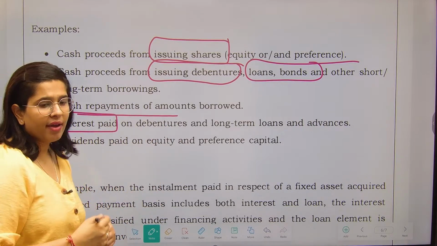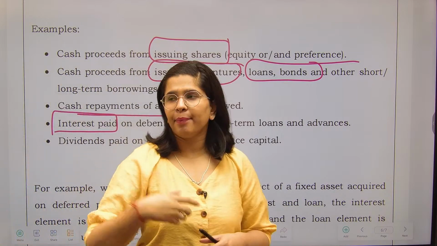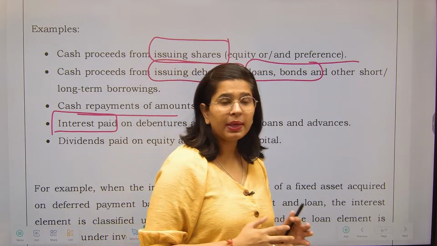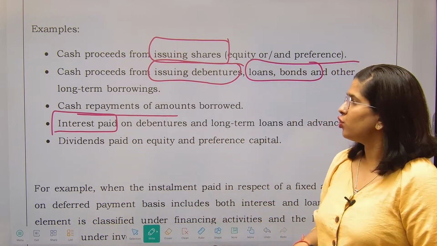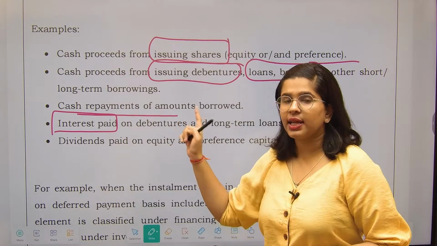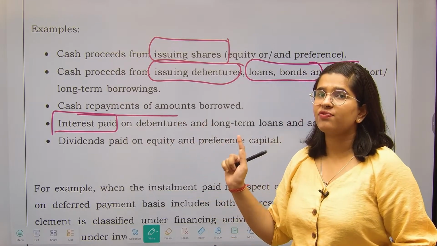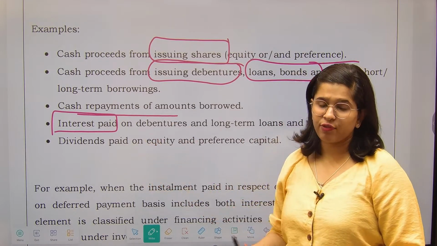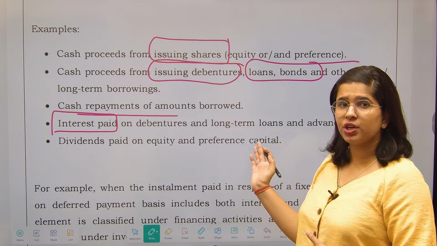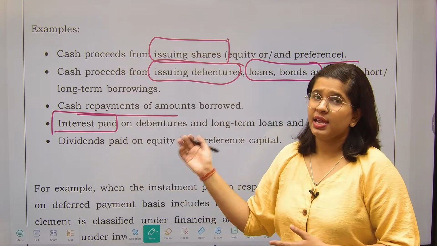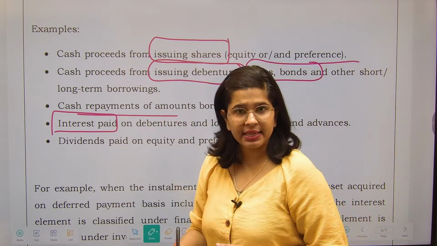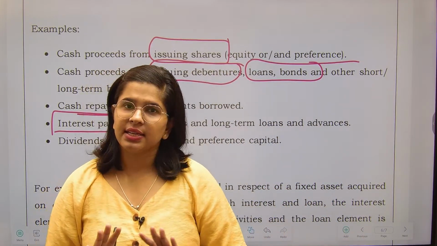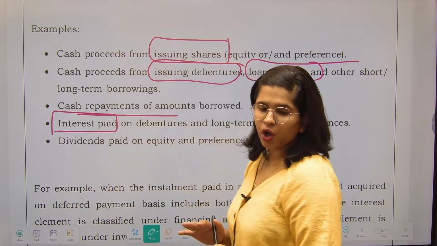Interest paid, see you have issued debentures, that means आपने लोगों से पैसा उधार लिया है. You have borrowed money from the people in form of debentures. So you have to pay interest as well. So that interest will also classify as a financing activity. Dividends paid on equity shares. If you have issued equity shares, preference shares, then you have to pay dividend as well. Dividend received was an investing activity and dividend paid was a financing activity. Clear? So these are all the examples.